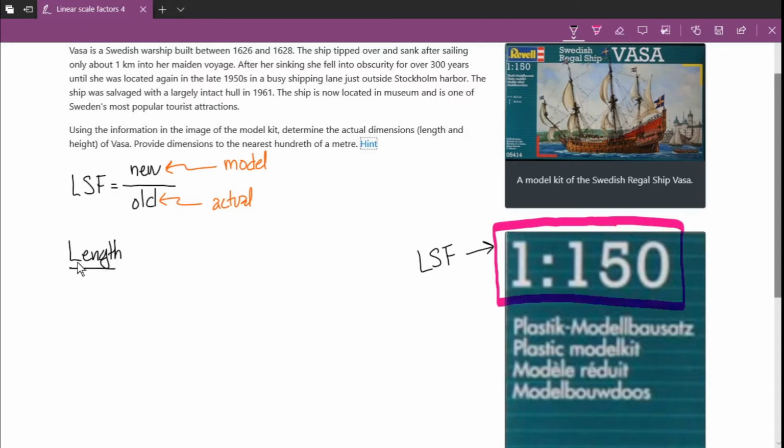So we can plug in the information that we have. We know that the linear scale factor is 1 to 150. We know that the model is 45.5 centimeters long. And then we're trying to determine the length of the ship. So I'm just going to call that L in the denominator. So we want to solve this for the length of the actual ship.